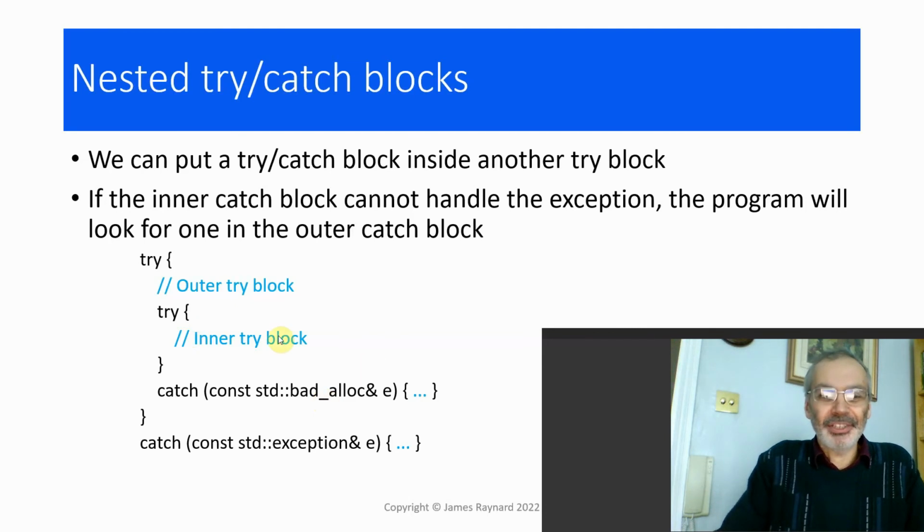So if we get the bad alloc exception thrown in this block, it'll be handled in this catch handler. If we get some other exception thrown, then the program will jump out of this inner try block into the enclosing scope, which is this outer try block, and then it'll look for another exception handler. And if the exception is anything in the standard exception hierarchy, then this handler will handle it.